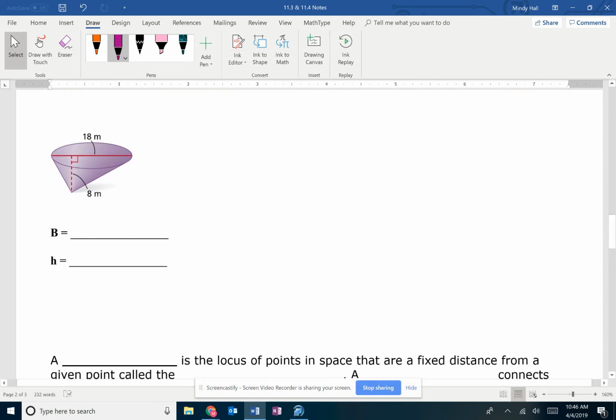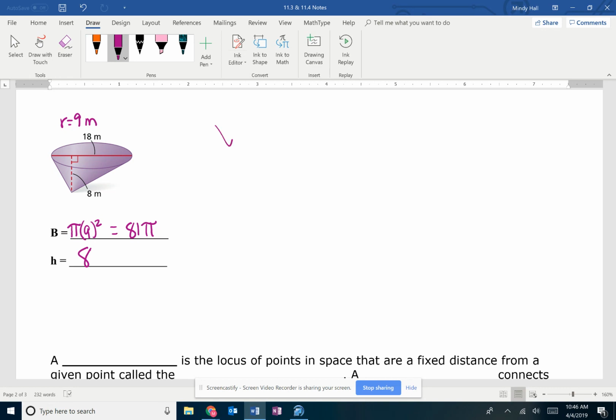This next cone, we have the given diameter. So if the diameter is 18, we know our radius is just 9 meters. So to find our base area, it'd be pi r squared, so pi times 9 squared, which would be 81 pi. And then to find our height, it is 8 meters, and they gave it to us, so we don't have to do extra work.